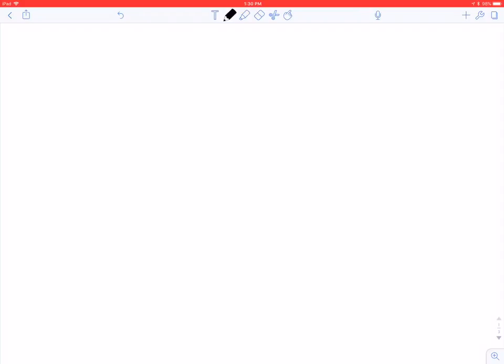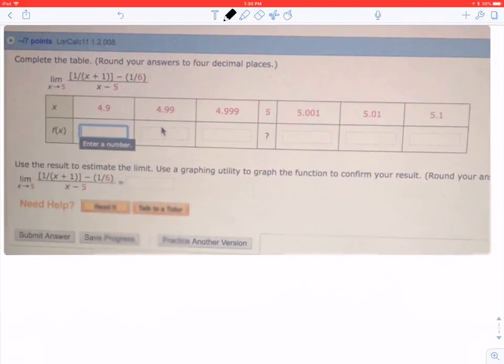This question comes from Beautiful Mind Jenn on calculus and taking it to the limit. So we have this discussion on limit. Let's take a look at it. Okay. So this says to complete the table, round your answer to 4 decimal places, and then this.